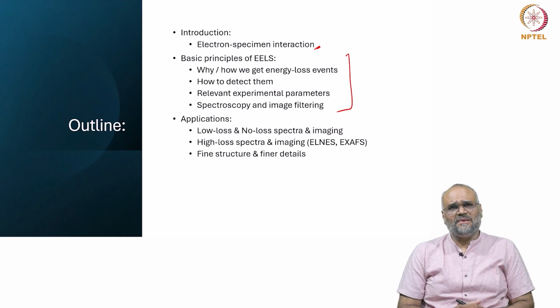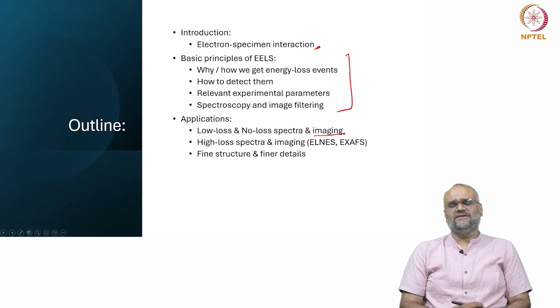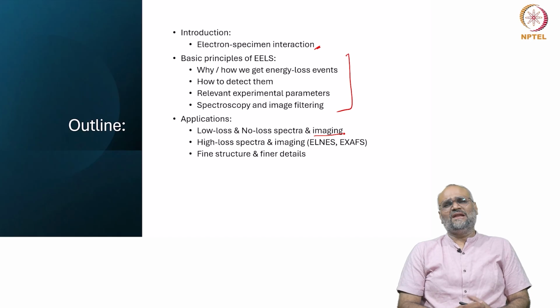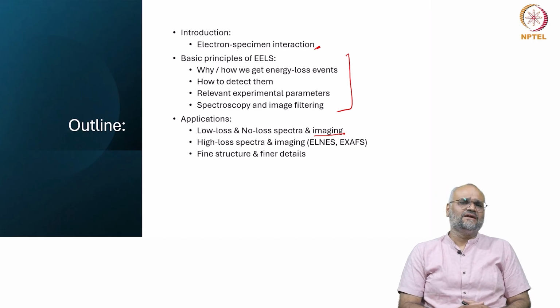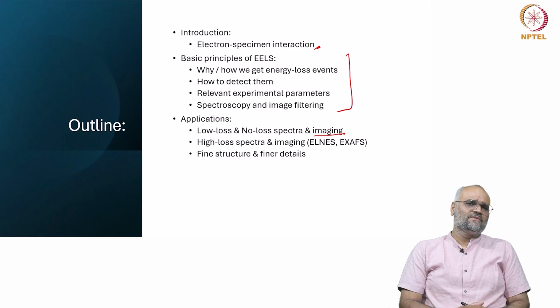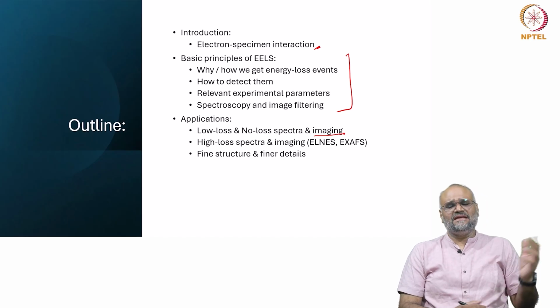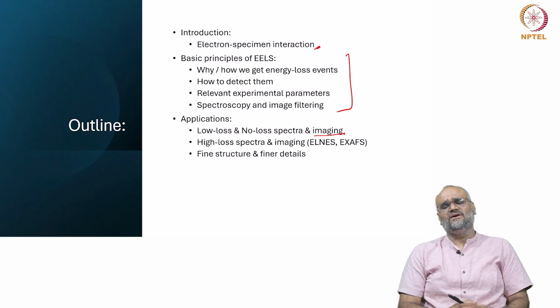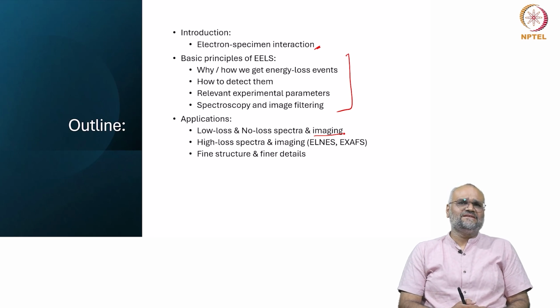I'll look at a few applications, low loss or no loss spectra and also imaging. This is quite interesting when I talk about low loss or no loss imaging. When I'm looking at low contrast materials, particularly biological samples, sometimes by removing the inelastically scattered electrons and collecting only the elastically scattered electron signal, you can get images with improved contrast, and this is particularly useful for low contrast materials or biological samples.